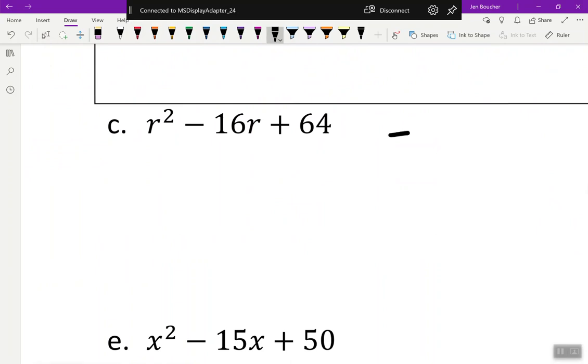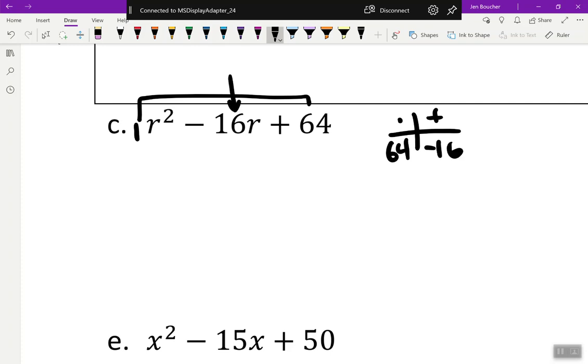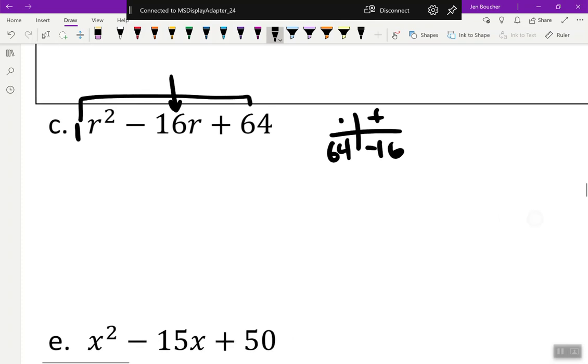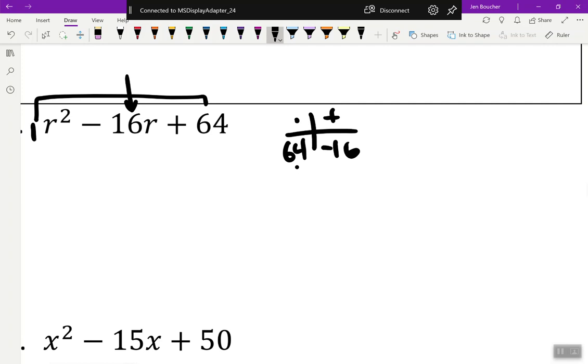Set up the multiply add game. You are looking for two numbers that multiply to the outside. So this is what you have to memorize. Multiply to the outside. This is just a 1. If that's not a 1, things get a little bit different. 1 times 64 is just 64. It has to multiply to 64 and add to what? -16. Are there any questions with that? I don't have any good answers for you. You just have to memorize it: multiply to the outside, add to the inside. Then you figure out what two numbers fit that. What multiplies to 64 and adds to -16?